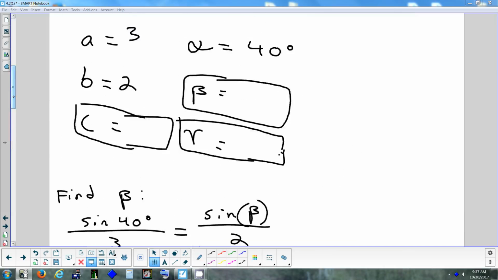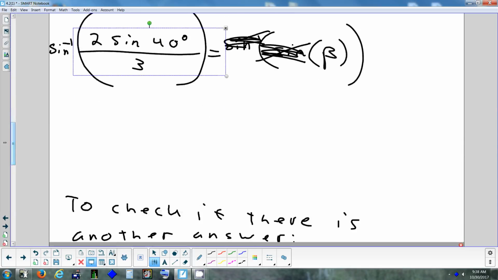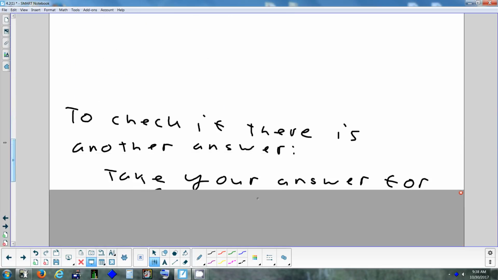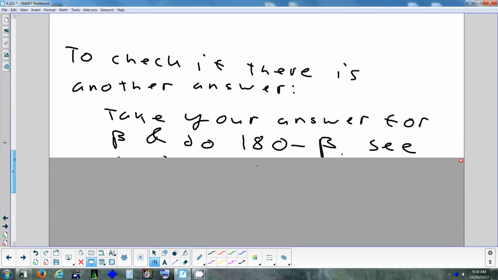25.374. And notice how I wrote it in that box. I wrote it up higher. So if there's a second solution, what I'll do is I'll write it right underneath it. Okay. So how do you check for the second solution? Take the answer that you just got. In this case, we solved for beta, but it could have been you solved for alpha or gamma. It depends on the problem. But the point is, take whatever you just got, subtract it from 180. Okay, let's start with that.